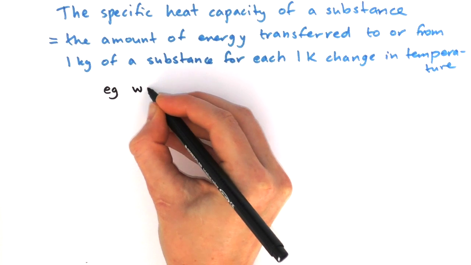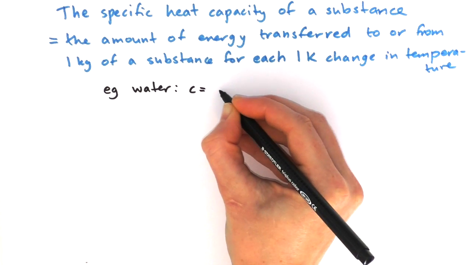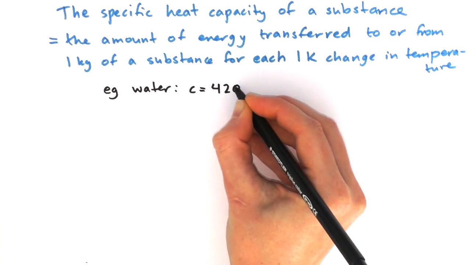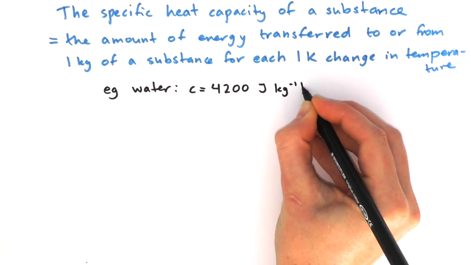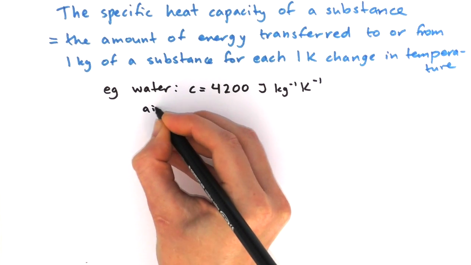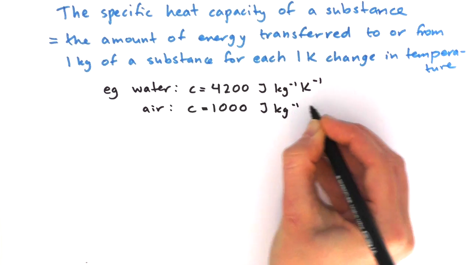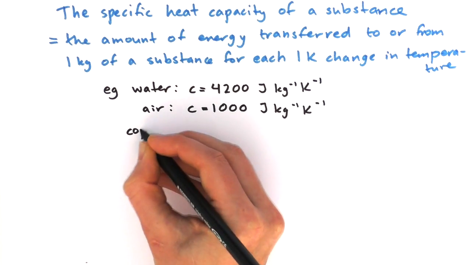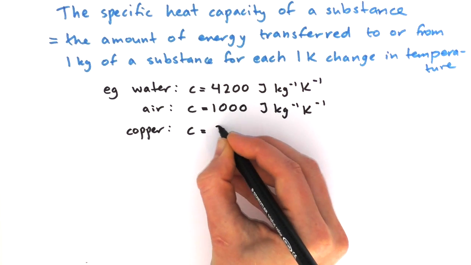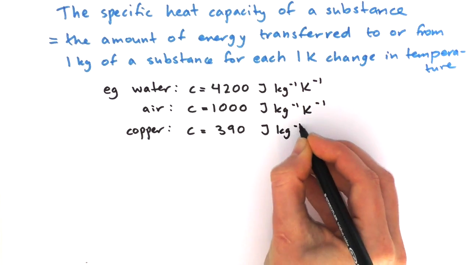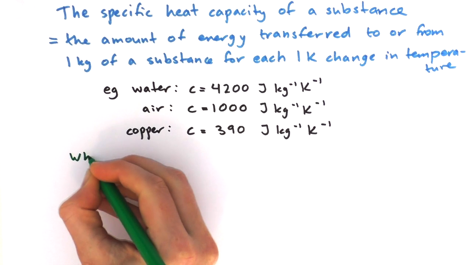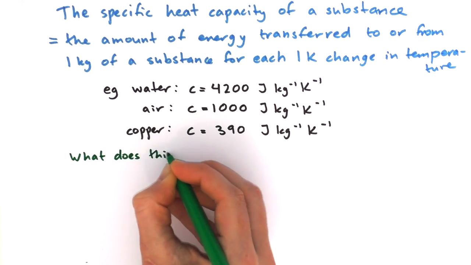And each substance has its own specific heat capacity. So, for example, water has 4,200 joules per kilogram per Kelvin. For air, it's only 1,000 joules per kilogram per Kelvin. And for copper, it's only 390 joules per kilogram per Kelvin. So what does this actually mean? What difference does it make?